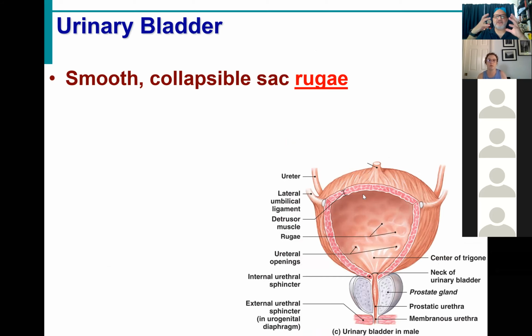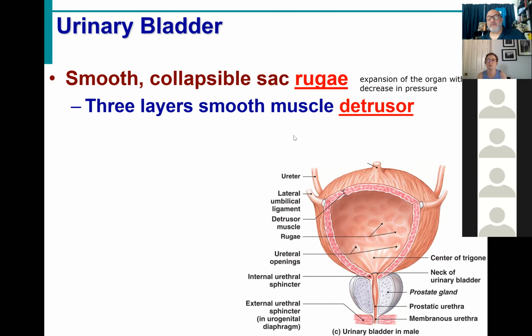All right, let's talk about that bladder. It is a big, smooth, collapsible sac, just like the stomach. It has rugae, just like the stomach. And just like the stomach, these allow for the expansion of that organ with a decrease in pressure. When you take a paper bag and you crumple it into a ball and then you open it up, you're just unfolding it. You're not stretching it out, so you're not increasing the pressure. So that is a huge advantage.